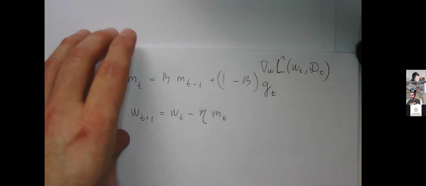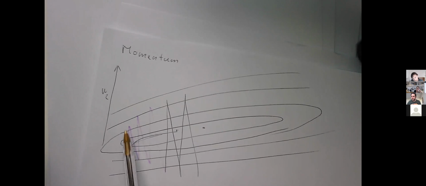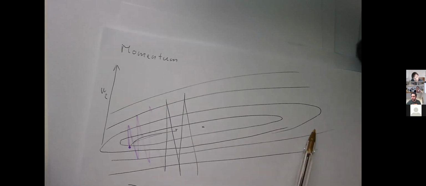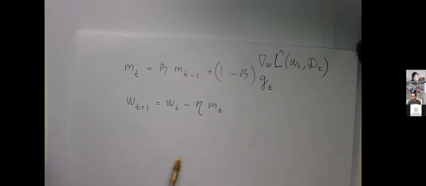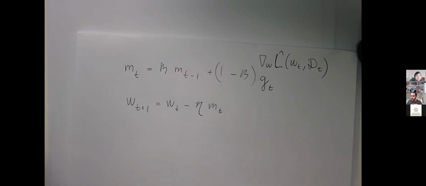And the effect of this is going to be that if you have these gradient directions in which the gradient keeps changing sign, so sometimes it's pointing this way, sometimes it's pointing that way, you are going to average this out in this averaging step. And then you're going to make much smoother progress towards the minimum. So this is the idea of momentum.